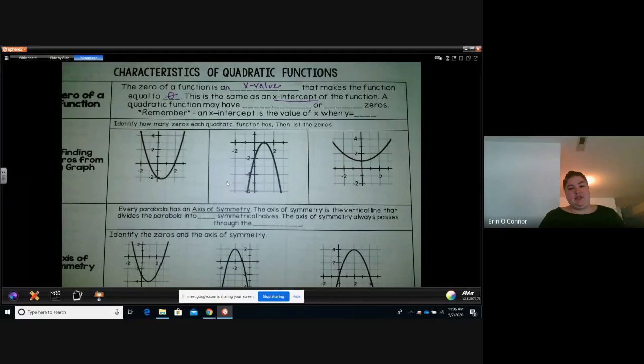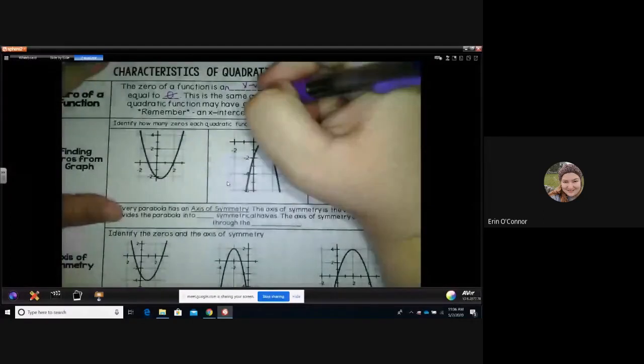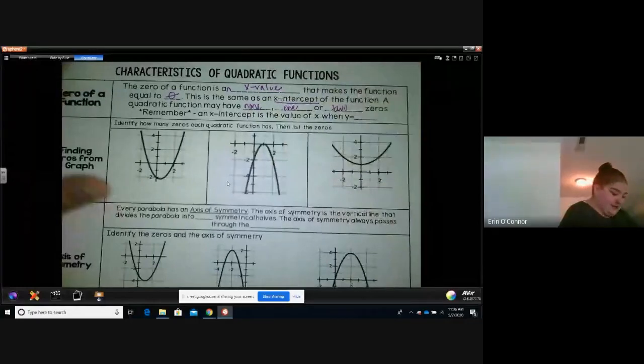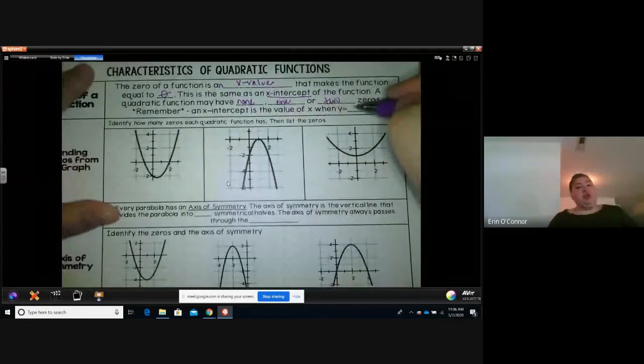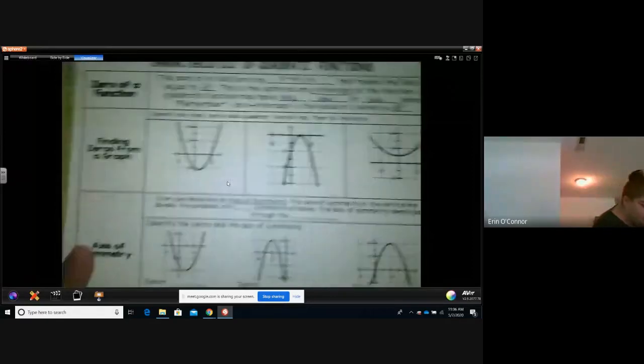of the function. A quadratic function may have none, 1, or 2 zeros. Remember, an x-intercept is the value of x when y equals 0. So you can always plug in 0 for y and solve. So finding zeros from a graph.